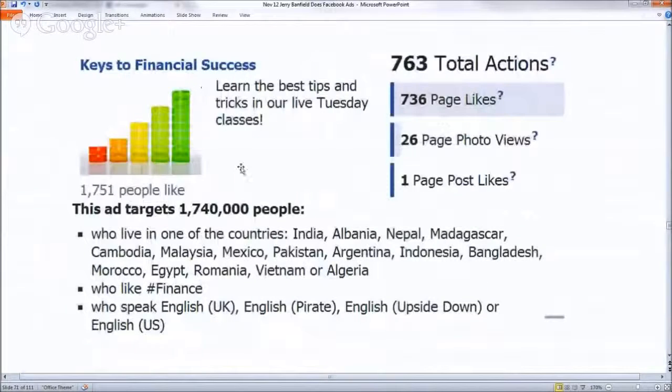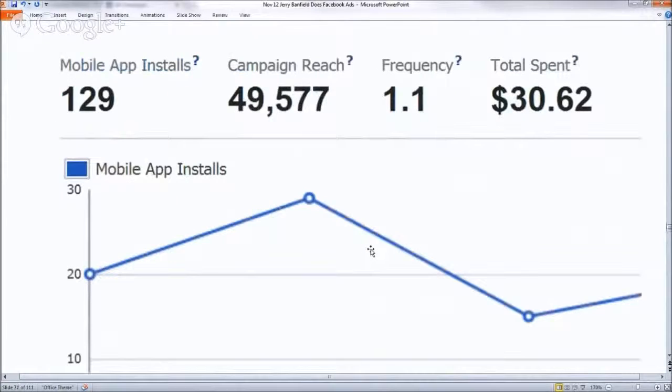Keys to financial success. This is for a MLM, a financial success page. You can see he got 736 likes also, with 26 page views and 1 page post like. While his page has 1,751 people that like his page, the ads were targeted to people that liked finance, so a much different audience in similar types of countries.